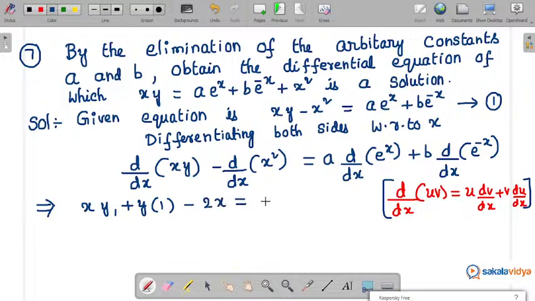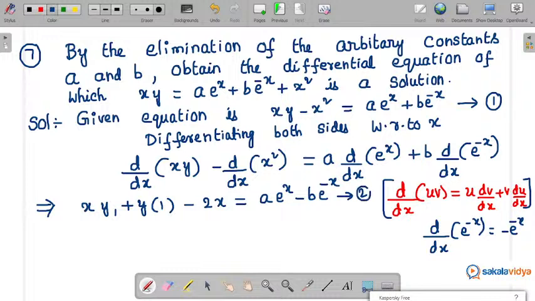is equal to a times derivative of e power x, which is e power x. Here very important, you remember this one also: d by dx of e power minus x is minus e power minus x. So that's why you get minus b e power minus x, say equation 2. So now again differentiate it. Actually this becomes y1 itself only, directly we can write this step y1.